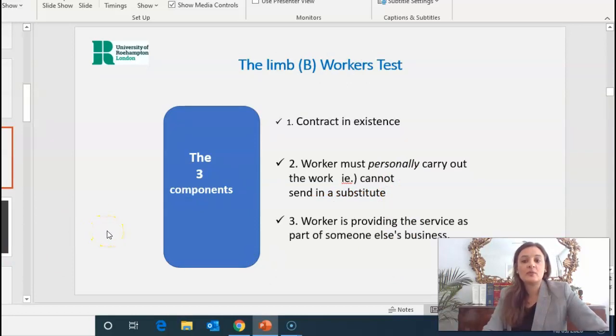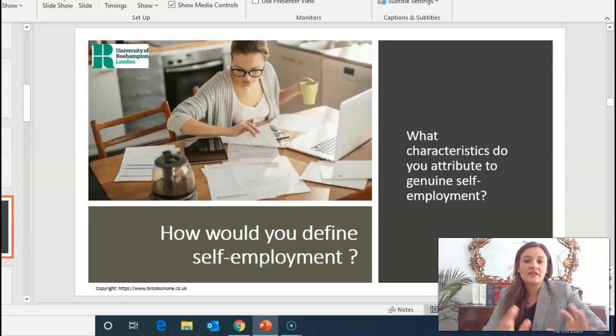Okay, so when we're looking at worker, this is the checklist that you'll go through in your mind. Is there some kind of contract? It doesn't necessarily have to be written. It can be orally agreed to. Does the person personally carry out the work? So can they send in their friend or somebody else to do it for them, or is it necessary for them to carry it out themselves? And then are they providing the service as part of someone else's business or not? Okay, so that you understand the difference between employee and worker.